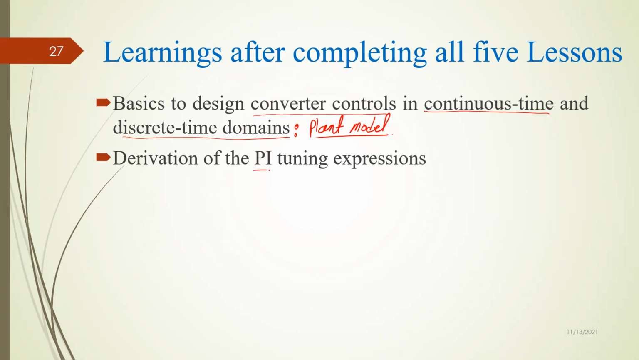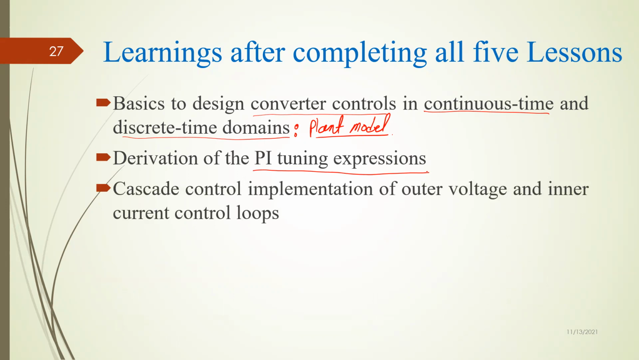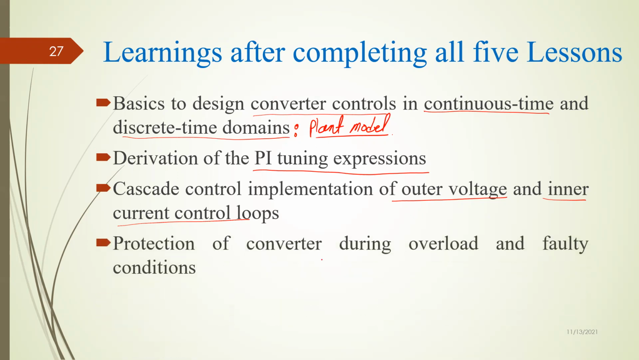Then we learned how we can tune our PI gains using equations, and how to derive those equations for both continuous and discrete time domain. We learned 2 methods: we can do pole zero cancellation, or we place the eigenvalues at 2 different frequencies. Then we learned how we can implement our outer voltage control loop and inner current control loop in cascade form, and how we can protect our devices from fault and overload conditions. This is important, and you can implement it by saturating the IL average reference value.